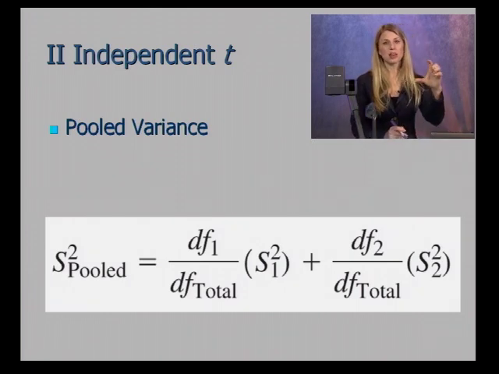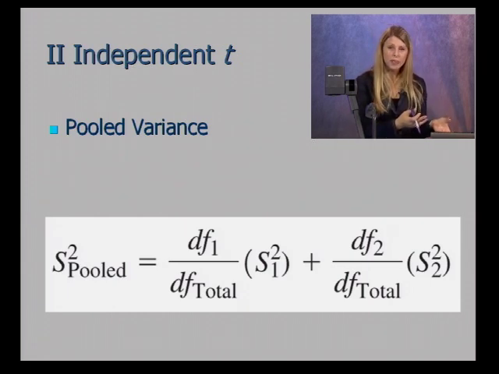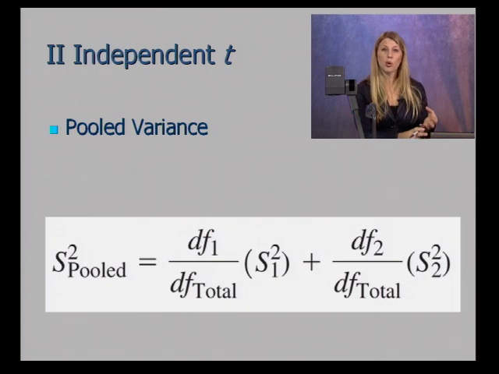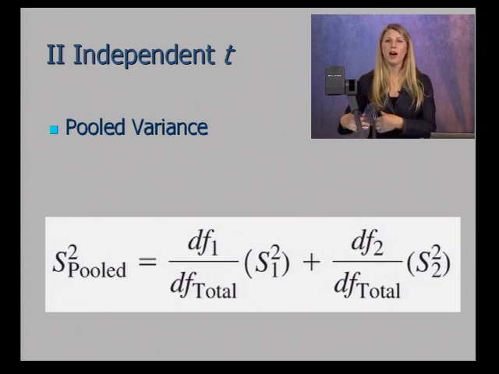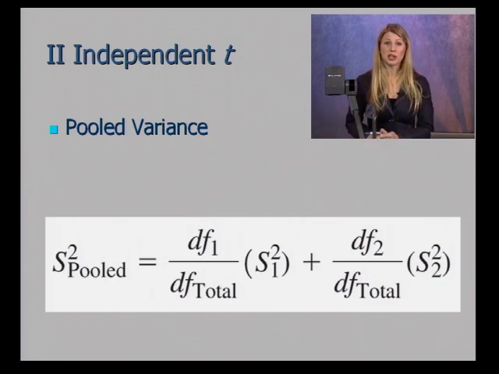So instead we're going to take the proportion of n, so you're going to take the degrees of freedom for that group divided by the total degrees of freedom. So it's the fraction of the entire group that group represents as far as sample size, and multiply it by its variance. Add it to the fraction that the second group represents as far as sample size, times its variance. Add them together, and that becomes your pooled variance. So it's your pooled variance estimate of the population.